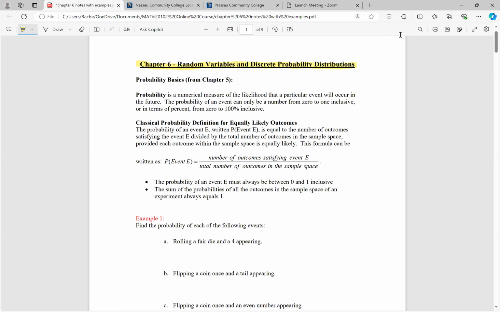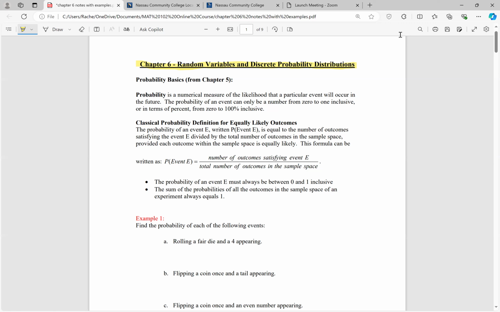So if you were to look in the text, chapter 5 is a meaty section. There's a lot going on in chapter 5. We don't cover it all in this course. This is an introduction course. So really all you guys need to know is the basic classical probability definition for equally likely outcomes. And that's going to help us in chapter 6 and chapter 7 when we have to calculate probabilities.